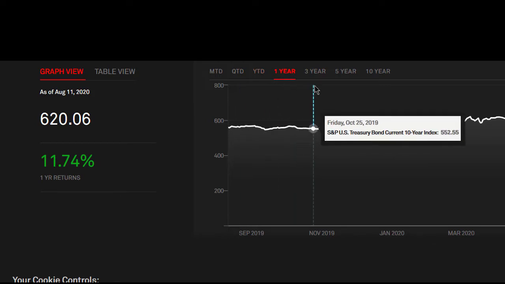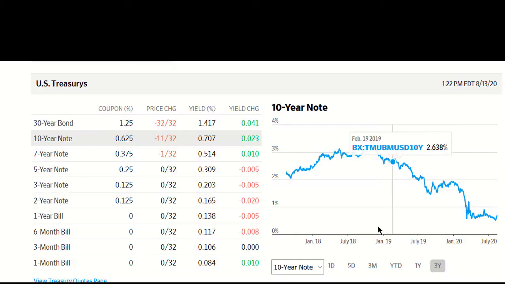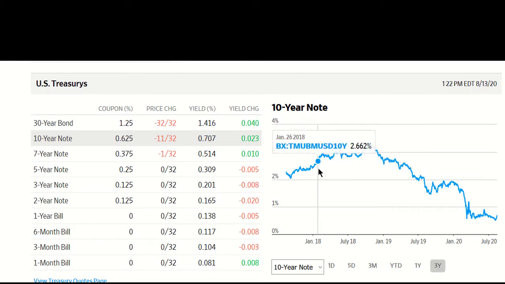And 3 years is a little less, because you're going back into a time period where yields were actually going up a little bit 3 years ago. As you can see right here, that hurt returns a bit, because there was negative capital gains here. There were some capital losses.